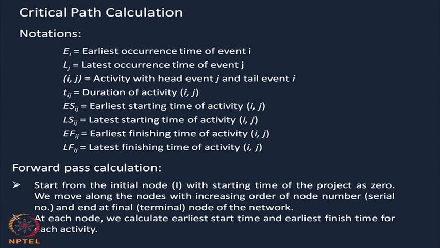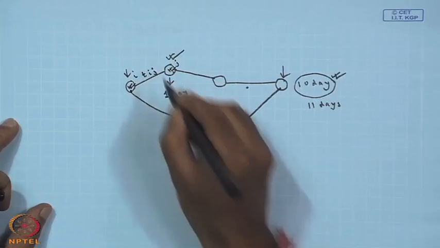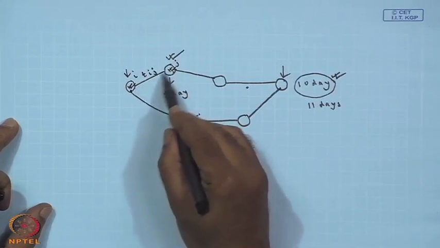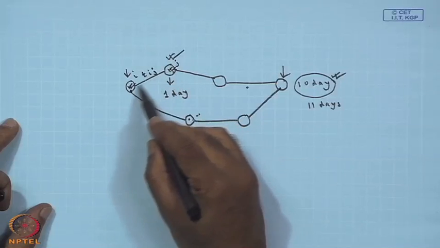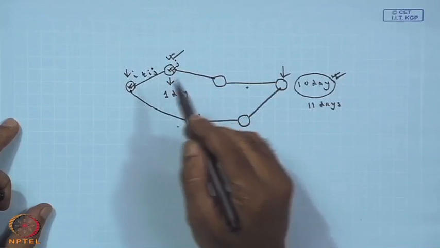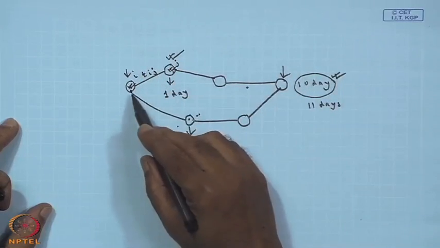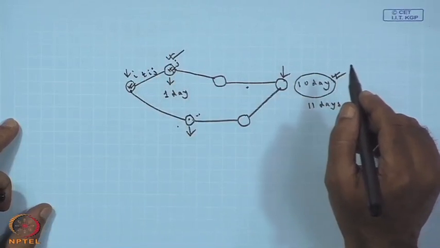The next one is T I j, the duration of the activity I j. As I was telling, T I j is the time the completion of this activity takes, or what the cost is, whichever way you want to take it. So this we call T I j, the duration of the activity I comma j.